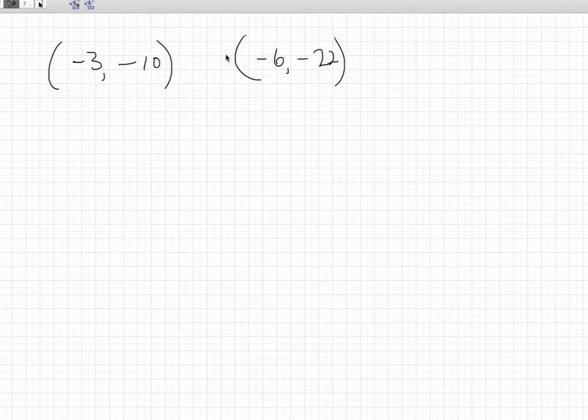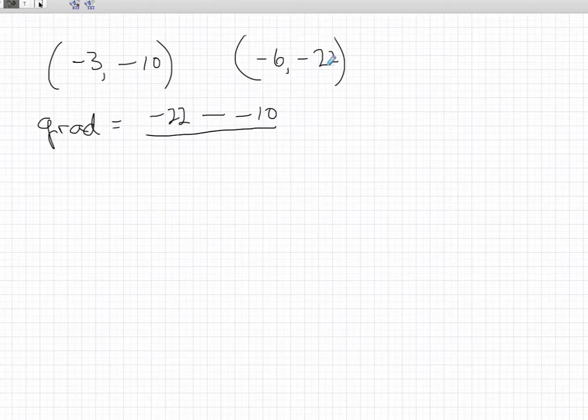Okay, now this is a much more complicated one because we've got minuses, but we just go through the same method. So the gradient is equal to, I can do minus 22 or minus 10, it doesn't matter too much. I'll start with minus 22, subtract minus 10, and because we started with the 22, we must start next time with the 6, subtract minus 3. So we've got minus 22. Now when we subtract a minus, that becomes an add, so it becomes add 10.